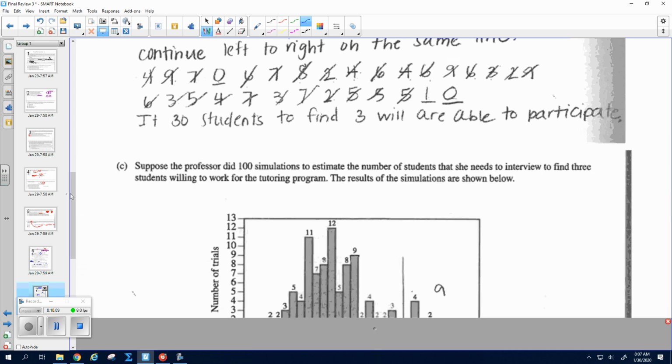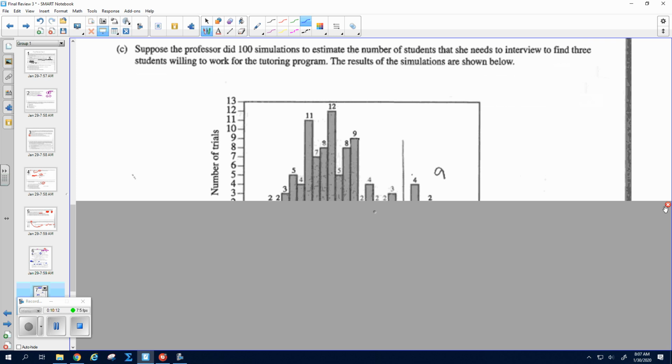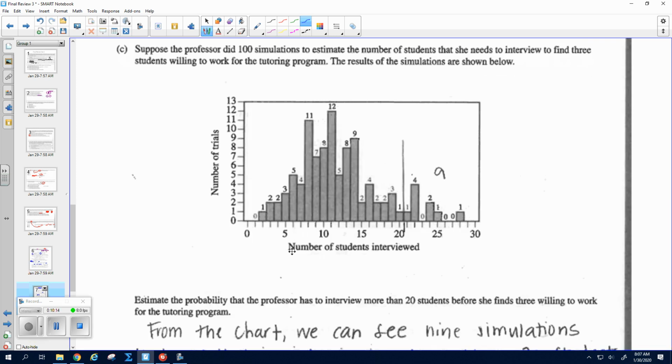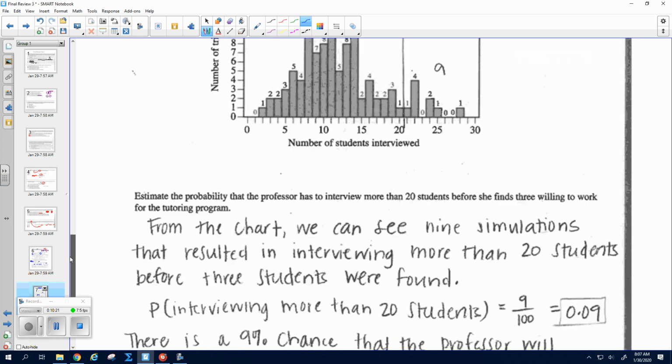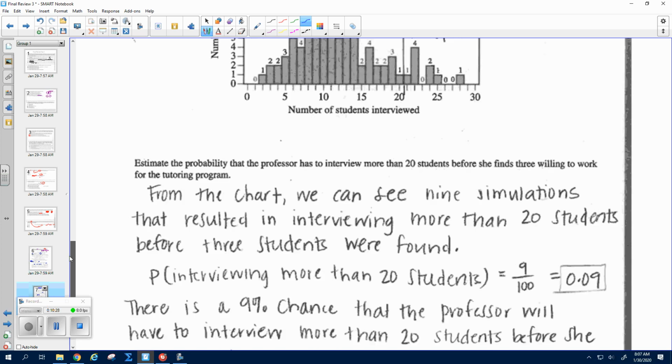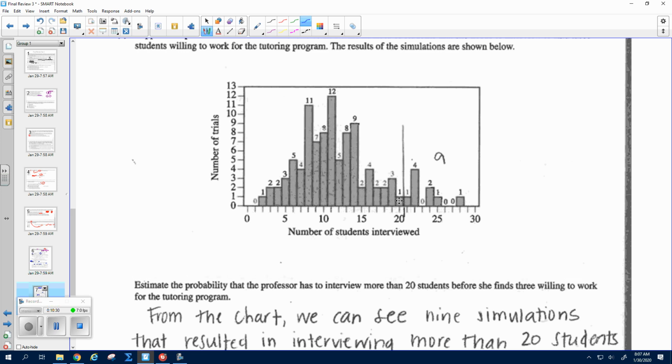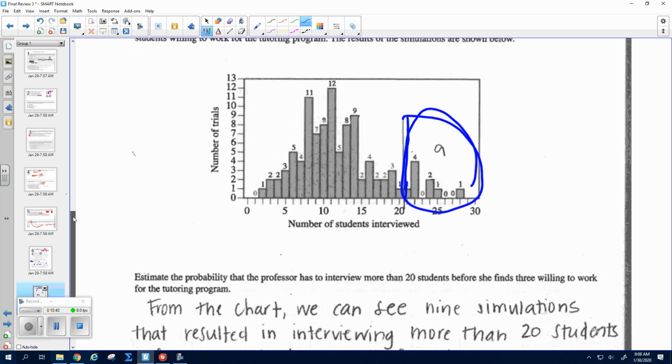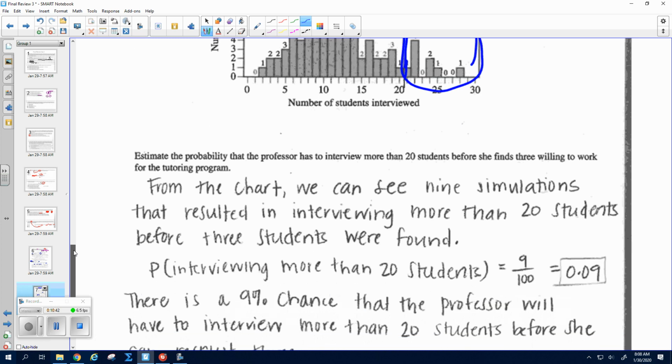All right, so this next one is just kind of understanding the graph. So we have our number of students interviewed and how many times it took to find 3 of them. So basically from the chart, we can see 9 simulations that resulted in interviewing more than 20 students before 3 were found. So if I go to this 20 and they asked how often does it take more than 20, we can add up all those numbers. And there are 9 times where it took more than 20 students to get 3 who could participate.